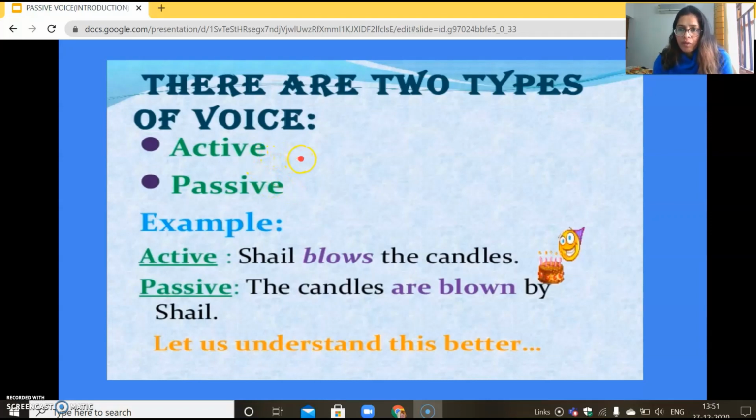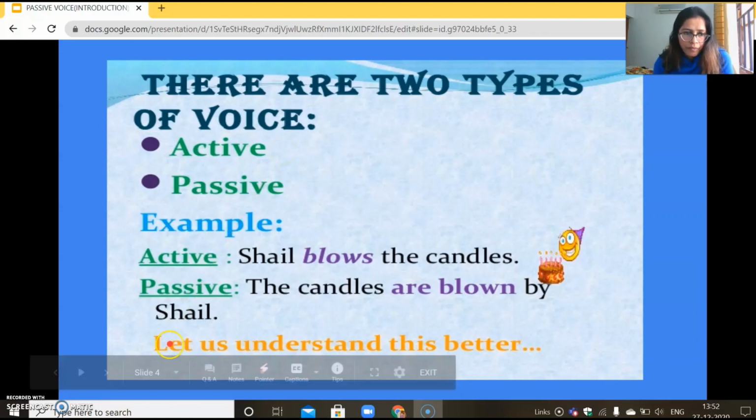Now, in active voice, the focus is on the subject, right? The focus is on the doer. But in passive voice, the focus is on the receiver, because in passive voice, the receiver is the subject. But in active voice, the subject is the doer.